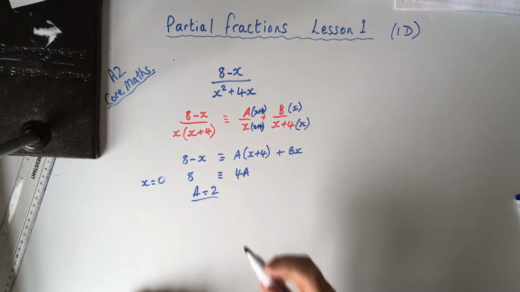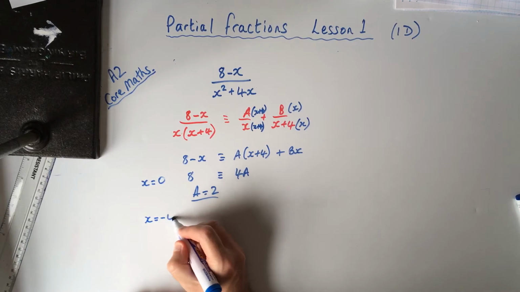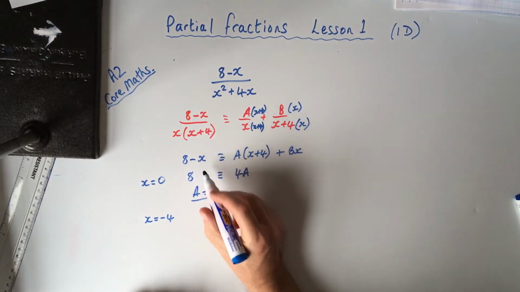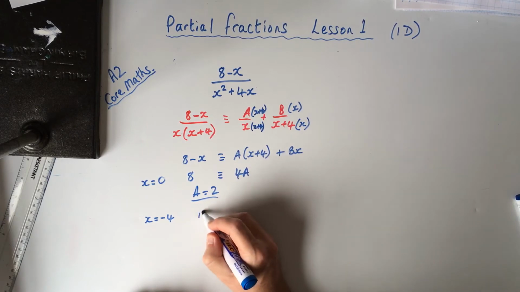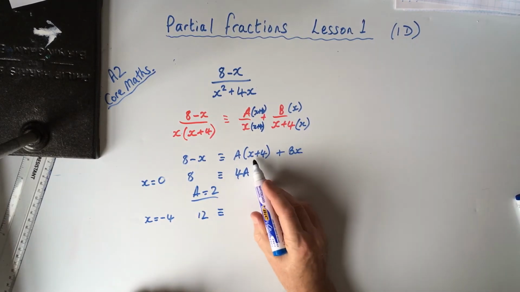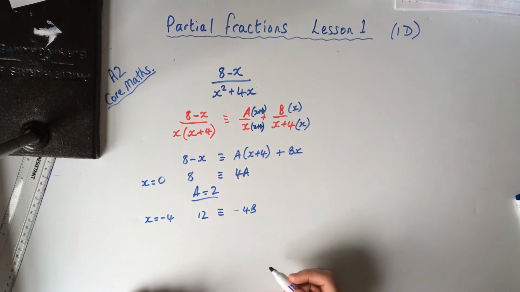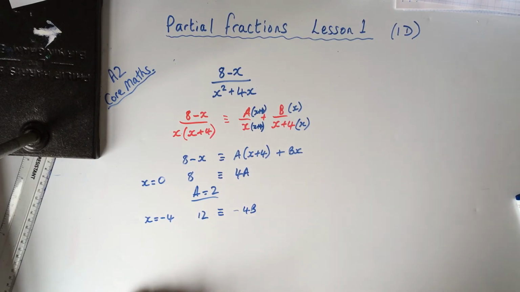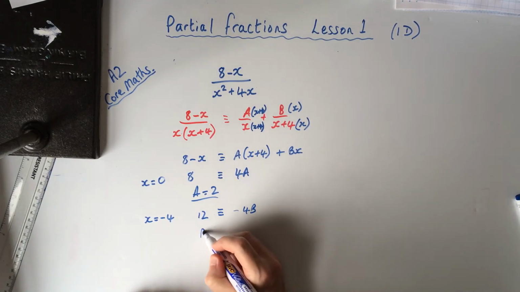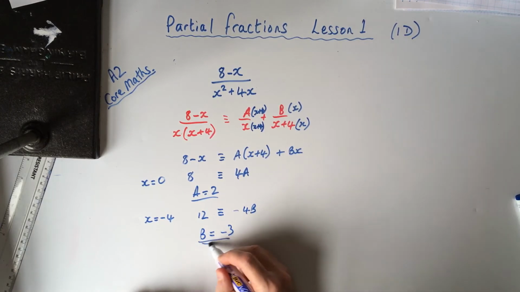And then if I go x is minus 4, that cancels all of that out. Be careful, 8 minus minus 4 would give me 12 is equivalent to minus 4b. So therefore, b is equal to minus 3, isn't it?